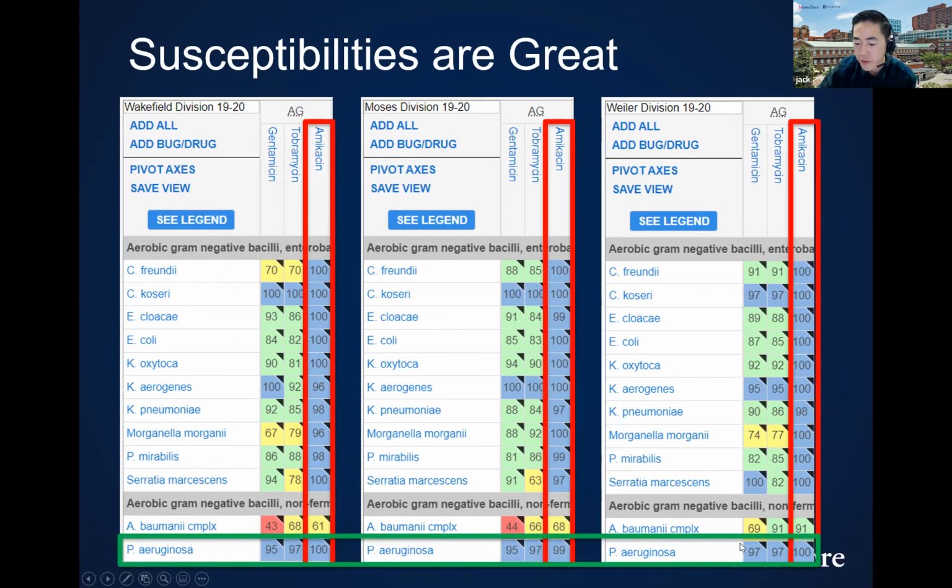pretty high susceptibility rates. So this is the rationale for double covering patients if you suspect a gram-negative infection, because, for example, you can give them Zosyn, but it may be resistant, right? So you just give them another dose. You just give them a dose of amikacin, and you'll cover them until susceptibilities are back.